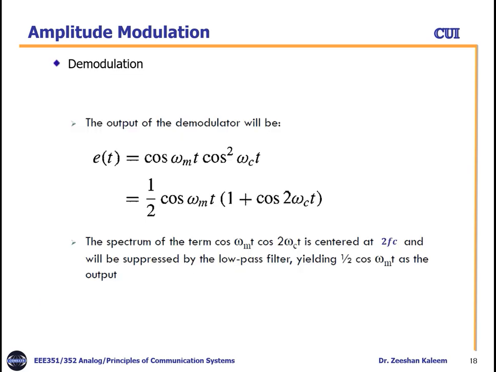So this is the demodulation part. This was your message signal, cos omega m t, and we need to multiply it with another carrier, cos omega c t, so we get cos omega m t times cos squared omega c t. Using some algebraic expressions, cos squared omega c t is rewritten and we get this. The spectrum of the term cos omega m t cos 2 omega c t is centered at 2fc, and it will be suppressed by the low pass filter, yielding 1/2 of the message. So after passing this signal through the low pass filter, we get the desired term, which is cos omega m t.